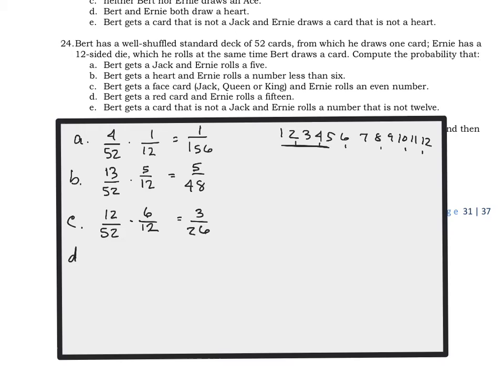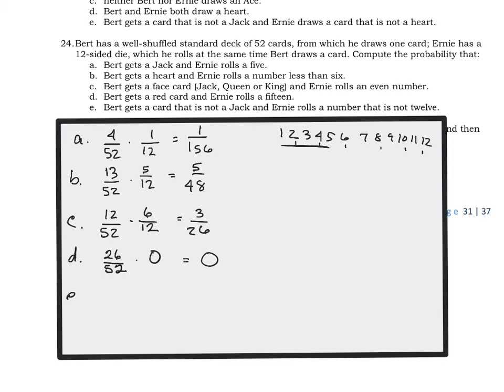Okay, D, Bert gets a red card. Now you could either think of that as a half. A lot of these fractions we could reduce before we even write them down. It's really your choice. So that's 26 out of 52. And Ernie rolls a 15. But I don't really care what happened with Bert. Ernie can't roll a 15, so the probability of those things happening is 0 when you put them together.